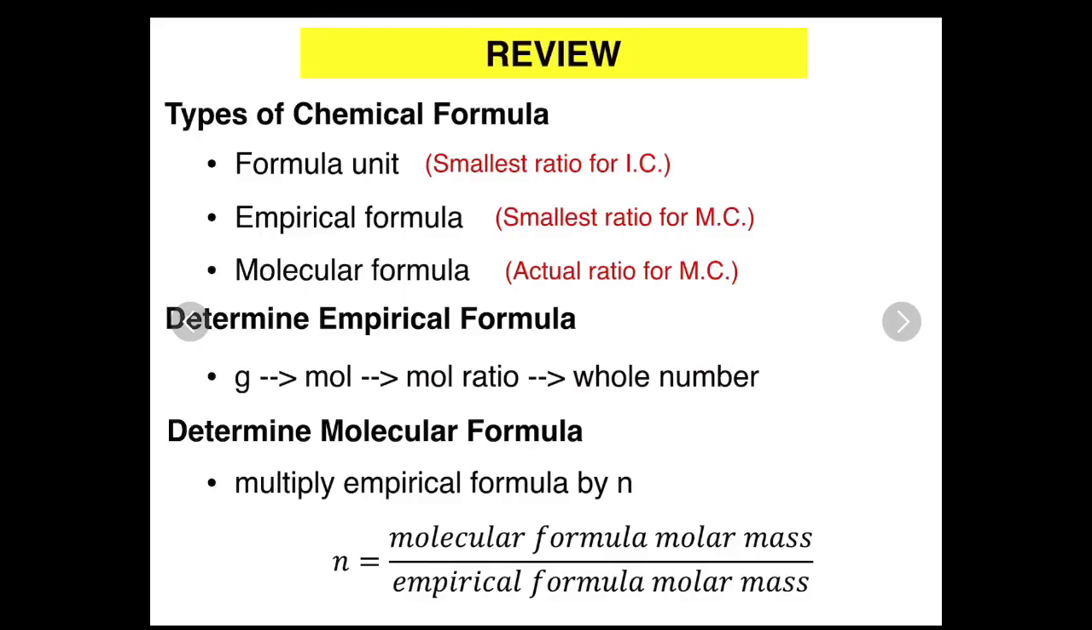Then if you know the empirical formula, you can also figure out the molecular formula if you know the molecular formula molar mass. You are able to find the multiplier n in order to multiply back into the chemical formula to get the actual ratio of the chemical formula.